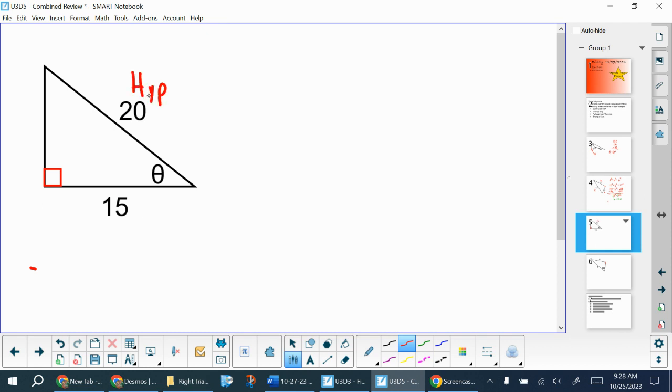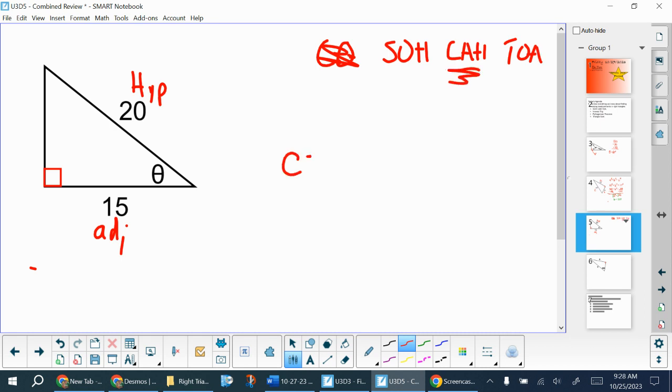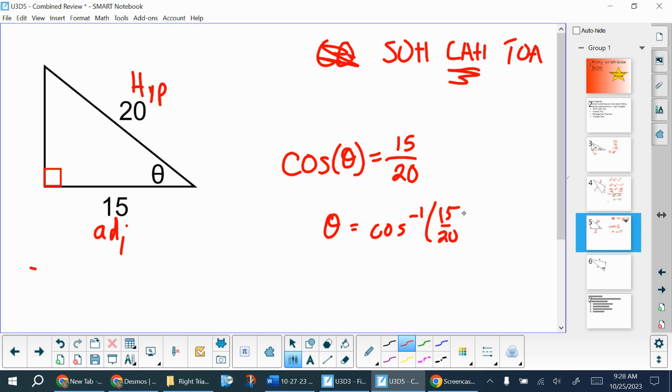This one is the hypotenuse. This one is the adjacent. And so if I remember, I'm going to use, of my SOHCAHTOA, since I have adjacent and hypotenuse, I'm going to use cosine. And so the cosine of my angle theta is 15 over 20. And if you remember, the way I get that theta out is I use the inverse cosine. So theta is the inverse cosine of 15 over 20. The way to get an angle back is to use that inverse cosine.